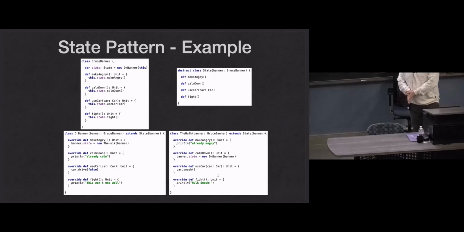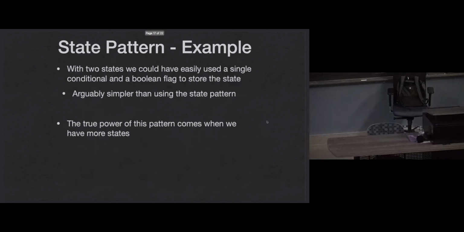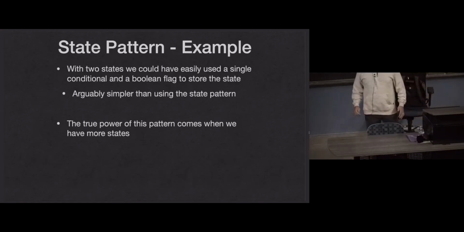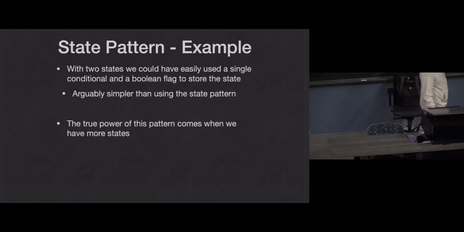You could definitely argue that that's a lot simpler than this. It would only be one class instead of four, a lot less complexity, probably even easier to read. You'd probably be right. You'd probably win that argument if you said, why don't we just use a conditional here and a Boolean flag? So kind of an issue here. Why learn the state pattern?